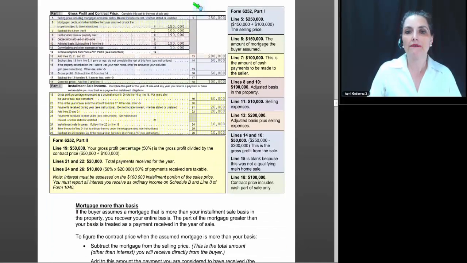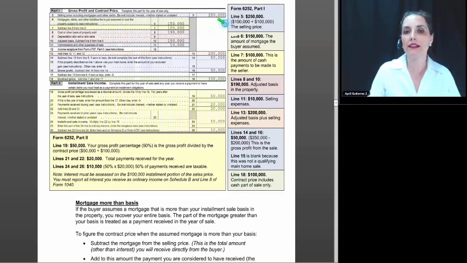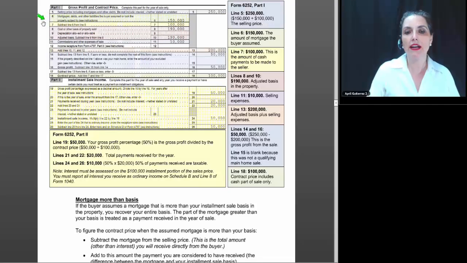We begin on line 5 by entering $250,000. That's the $100,000 of payments that you're going to be receiving for the sale of the property plus the value of the assumed loan, $150,000. That assumed loan gets taken right off again on line 6. So this is the amount of the mortgage that the buyer assumed. We enter that on line 6. We subtract line 6 from line 5, and we are left with $100,000. And this is the amount of cash payments that are going to be made by the buyer to the seller.